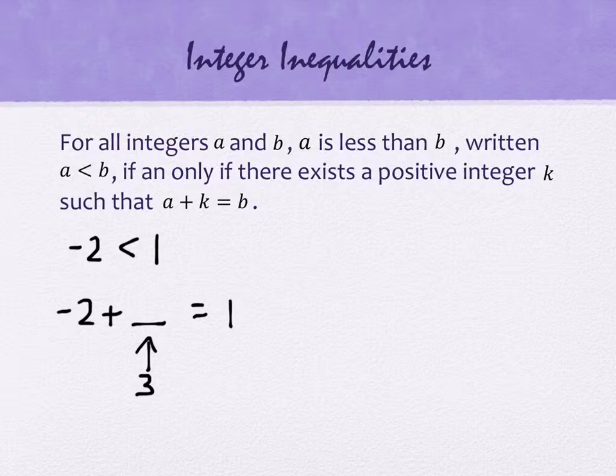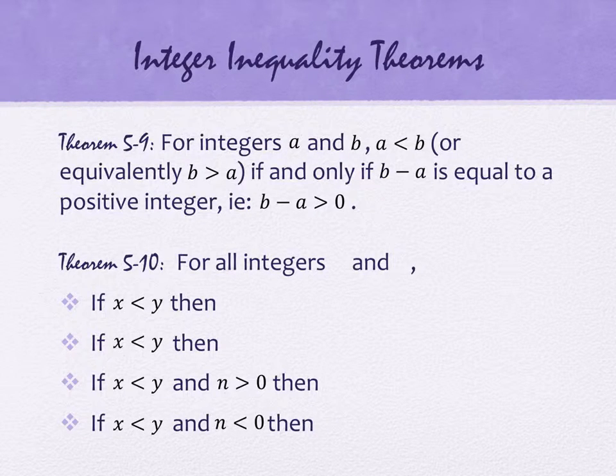Now, Theorem 5.9 is a little different. We haven't had this property at all before. For integers a and b, a is less than b, or equivalently, b is greater than a, if and only if b minus a is equal to a positive integer, that is, b minus a is greater than 0.